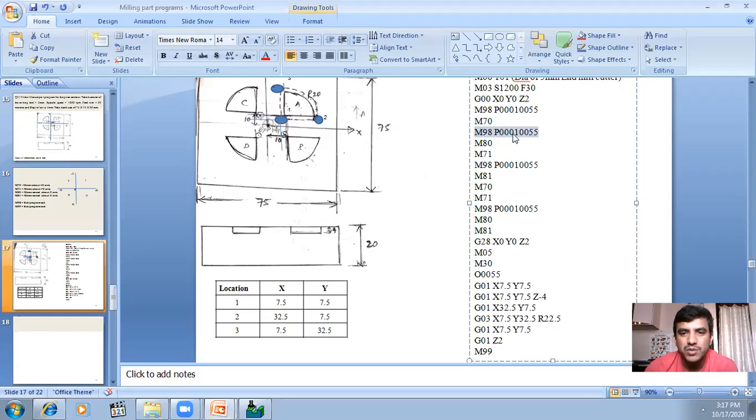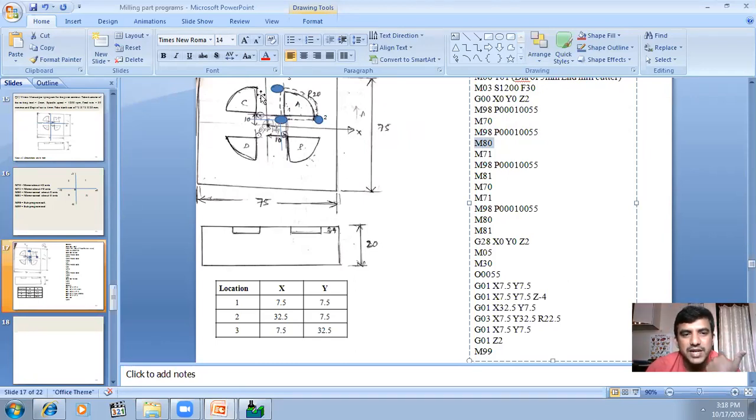How many times does the subprogram have to repeat? Only one time. What is the name of the program? 0055. Again the machine spindle will come here and perform the fourth quadrant operation. Whenever you give the mirroring option, you have to cancel the mirror. How to cancel mirror about X-axis? By giving M80. After giving M80, we get the first quadrant pattern, and also the fourth quadrant, the shape of the material.